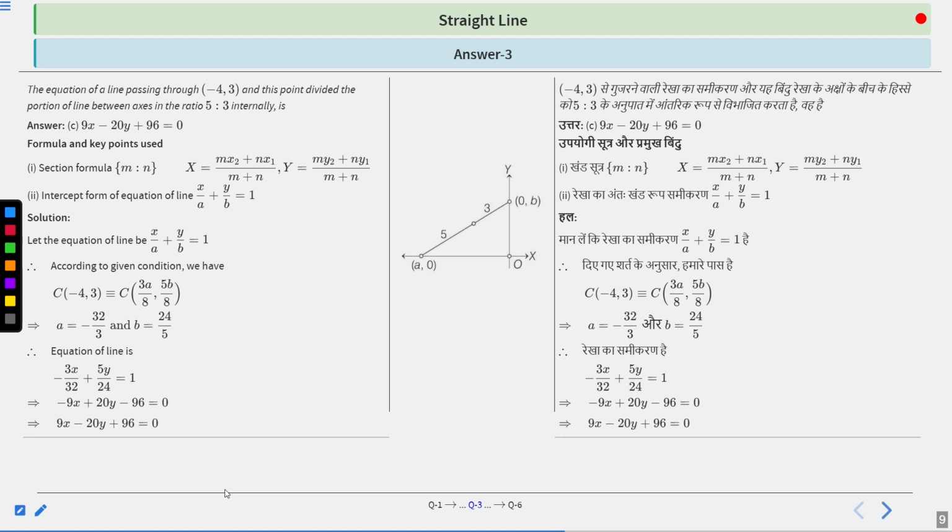Therefore, the equation of the straight line you will get is 9x minus 20y plus 96 equal to 0. Got it? So option C should be the right answer. Option C, 9x minus 20y plus 96 equal to 0, is the right answer. Got it? Now let's move to the next question, question number 4.